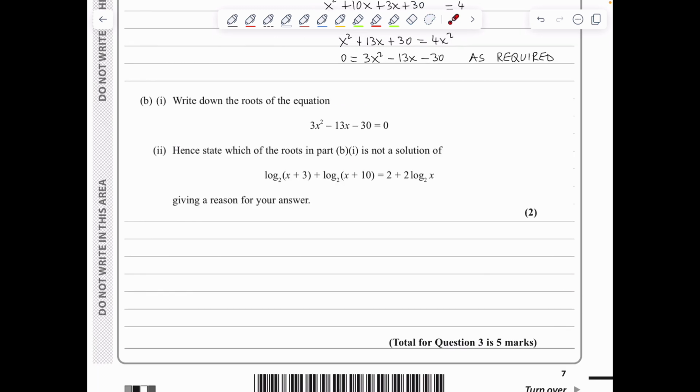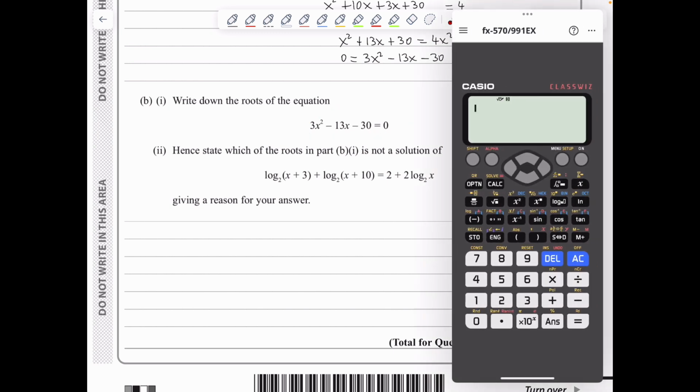In part i, we need to write down the roots of this equation here. So what I can do is simply get my calculator and use it to solve automatically the given quadratic equation. So I press menu, it's option A, it's a polynomial, so option 2 of degree 2. So we've got the coefficient of x squared being 3, the coefficient of x being negative 13, and the constant term being negative 30. So I plug everything on the calculator. So I get the two solutions to be either x is 6, or alternatively, if I press the equal sign, I see the second solution is minus 5 over 3.